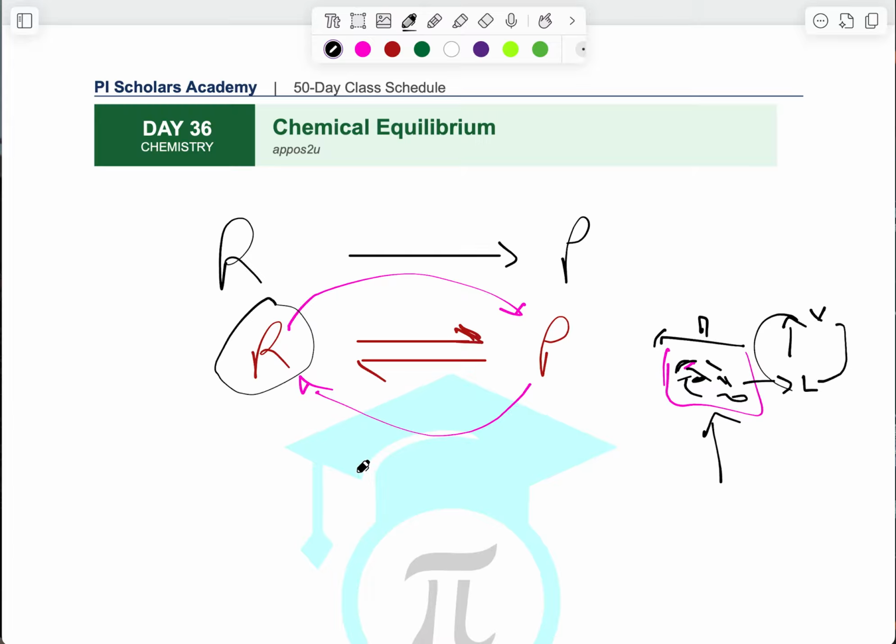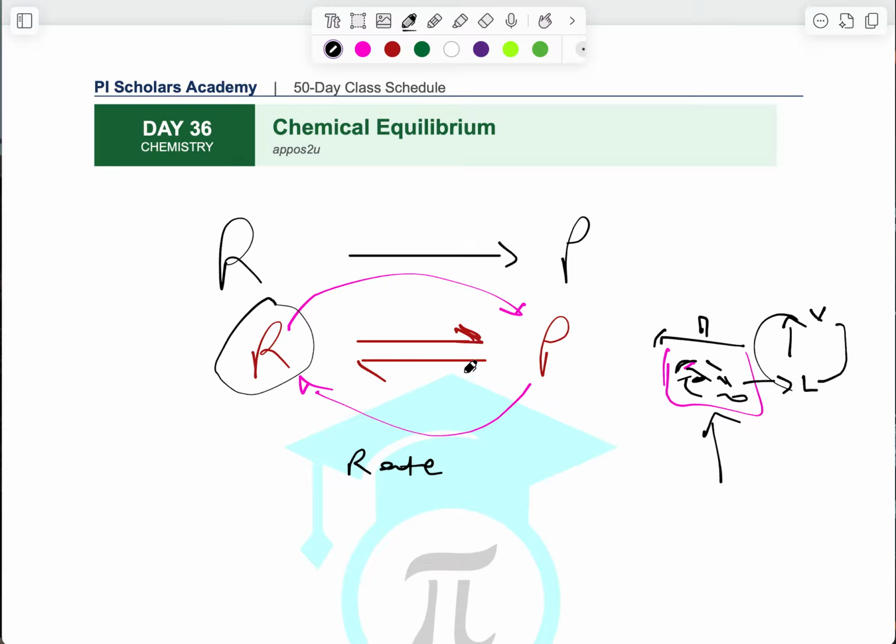Now take note, I emphasized the rate at which the conversion is taking place. I'm not talking about the amount of reactant that is being converted to the product or the amount of product that is being converted to the reactant. I'm talking about the rate at which they are being converted. Once these rates are the same, then you say equilibrium has been attained. So it does not necessarily mean that you have the same number of reactants or the same number of products. What is happening is the rate at which they are being converted to each other.